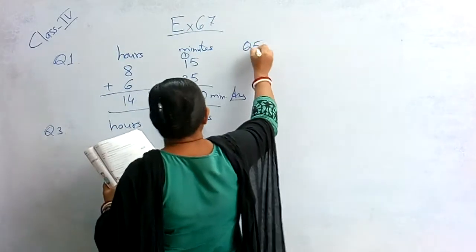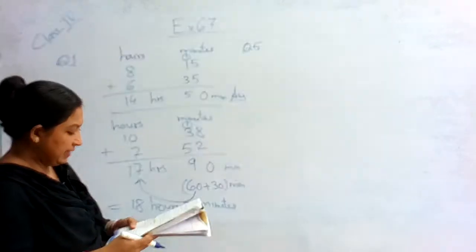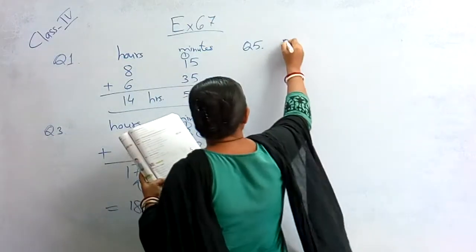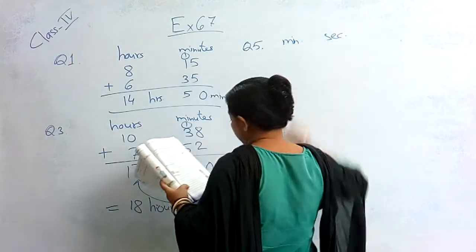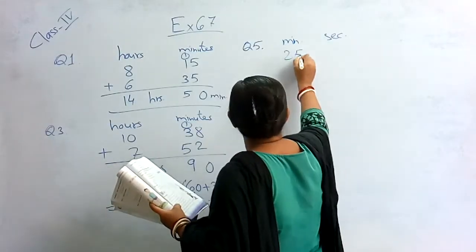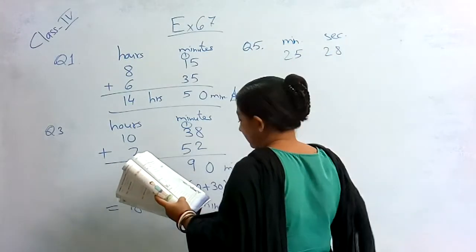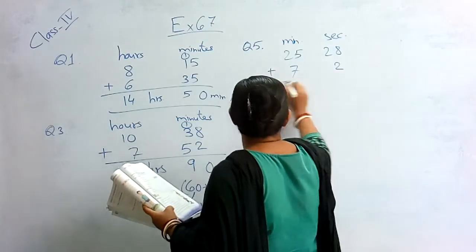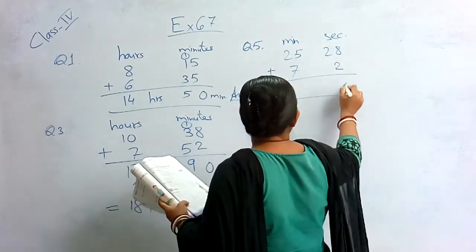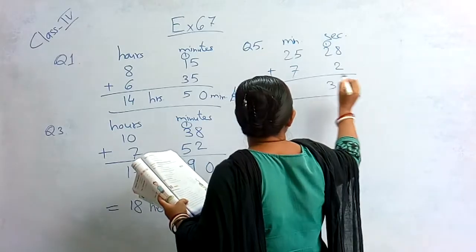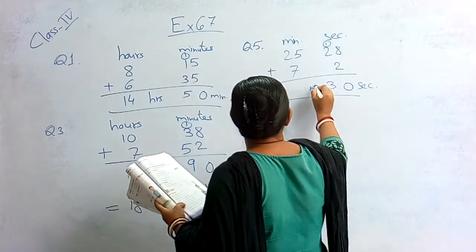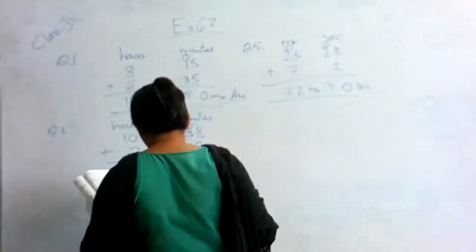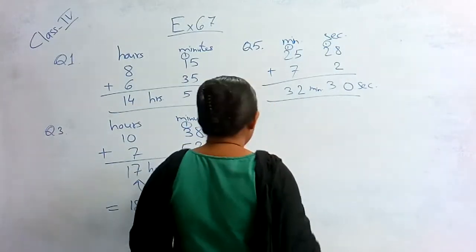Question number 5. Here it is given in minutes and seconds, not hours, minutes and seconds. So you will give the heading as minutes and seconds. 25 minutes and 28 seconds. Next one is 7 minutes and 2 seconds. Now add it. This will be 8 plus 2, 10, carry 1, 2 plus 1, 3. This is in seconds, and in minutes it will be 7 plus 5, 12, carry 1, 3. So 32 minutes and 30 seconds.